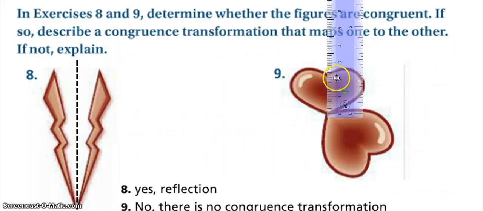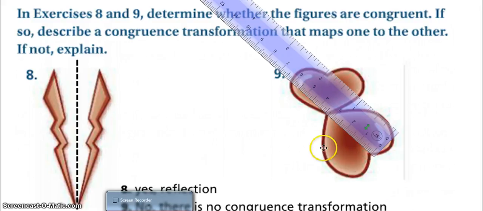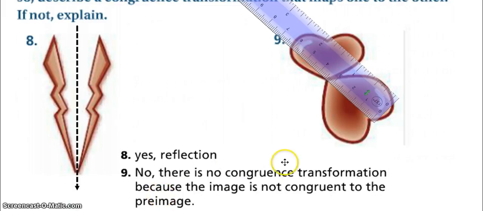So notice this is just over 2, whatever our units would be there. Then I'm going to spin the ruler. Then I can see that my other part is over 3 tall. So they are not congruent because there's no congruence transformation that would make that mapping happen.